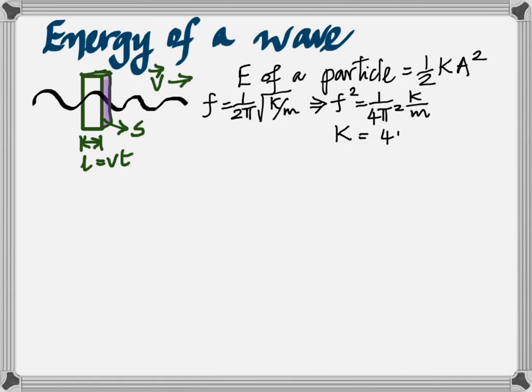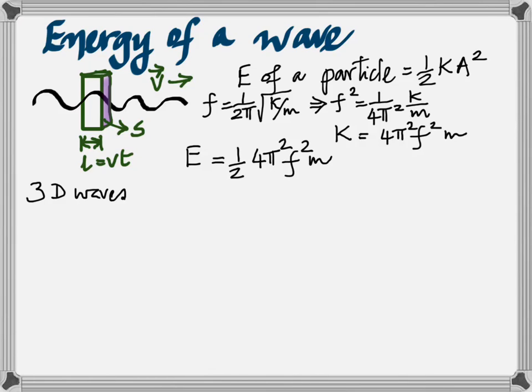Got rid of the square root. Rearrange. Isn't this what I get for K? Square root, square it, that's what you get. Plug it back into that, so you get 1/2. I've got to write the whole thing for that, and so now I have energy is 1/2.